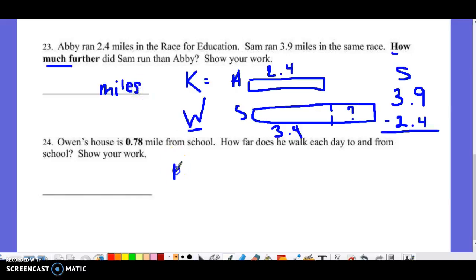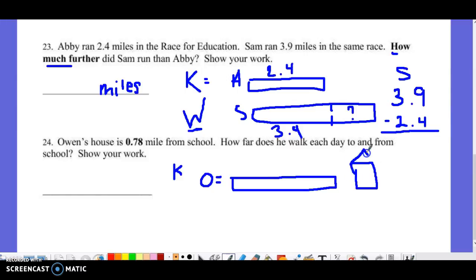You can do the same thing for question 24. What do I know? I know that Owen's house is 78 hundredths of a mile from school. Here's his school. It's not a full mile, it's 78 hundredths of a mile. How far does he walk each day to and from school? Well, if I know that Owen walks to school every day, here's Owen. Not a great picture. We know that, well, one way he walks 78 hundredths of a mile, and then he also walks home 78 hundredths of a mile.